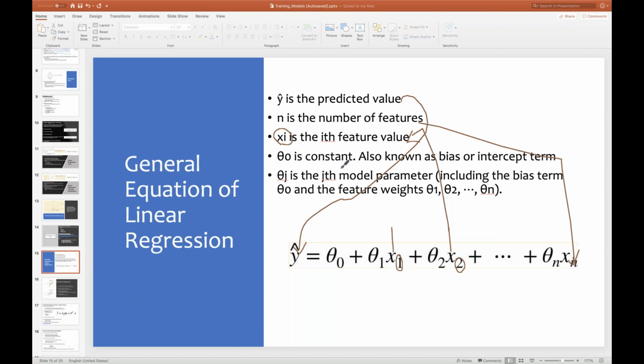Now, theta of 0 is constant. This is also called bias or intercept term. You need to really understand this very well, because this is very important. If this is misunderstood, the whole project is at stake. Like that, you have theta of j. Theta of 0 is constant. Theta of j is the jth model parameter, including the bias term theta of 0 and the feature weights theta 1, theta 2 to theta n.